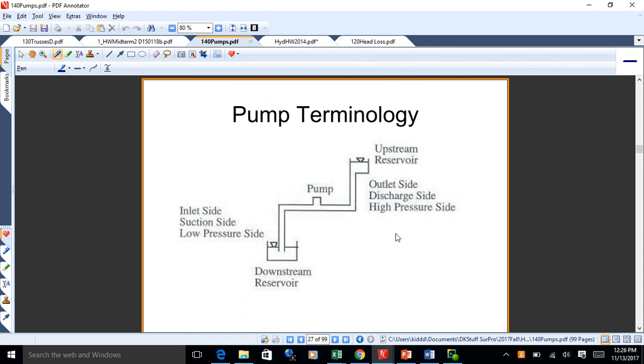A little bit of terminology here. Now the pump is here. You've got the high pressure side and the low pressure side. There are lots of different words for that. High pressure is also discharge and outlet. Low pressure is the suction side or the inlet side. So what a pump is doing is it's introducing pressure head, and it's pushing the water from one reservoir to the other.